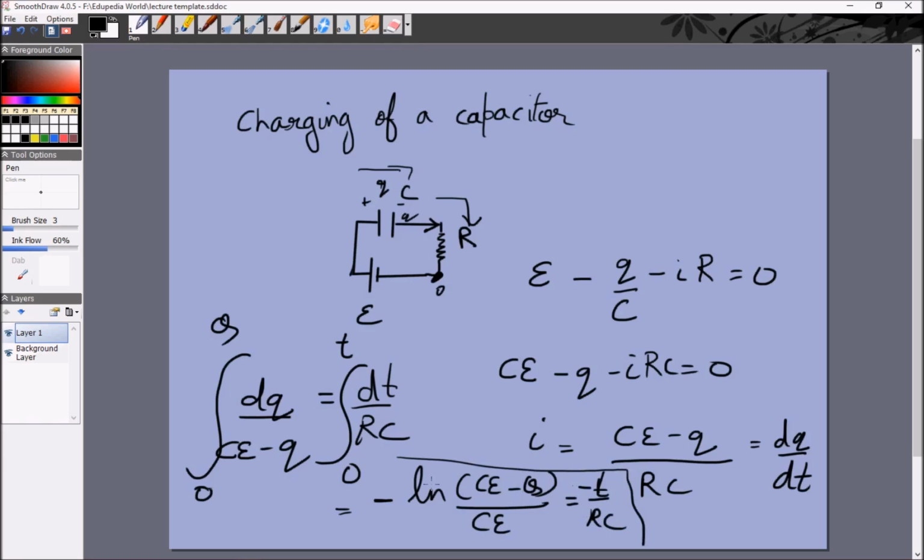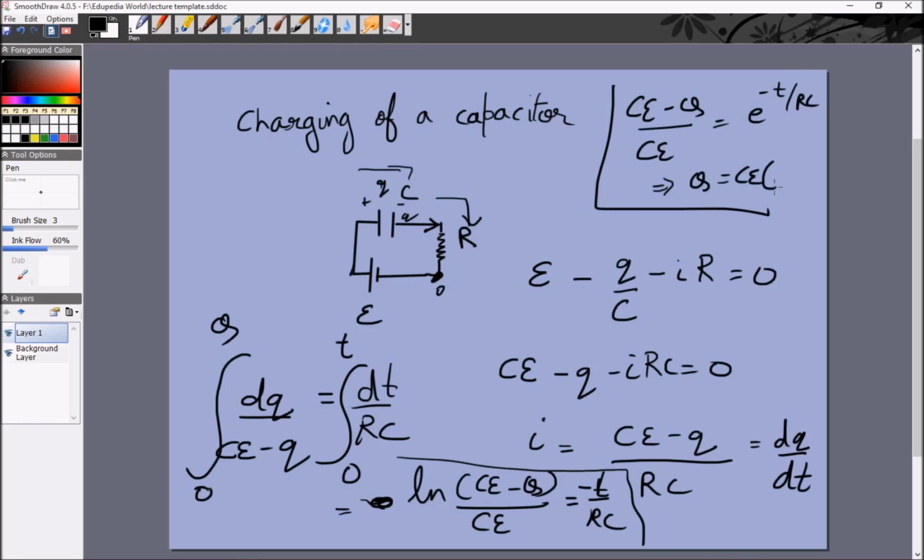So we'll take the minus to this side, and we'll take the exponential power to all of them. So what we'll get is (CE minus Q) by CE is equal to e to the power minus t by RC, or what you'll get is Q is equal to CE times (1 minus e to the power minus t by RC).